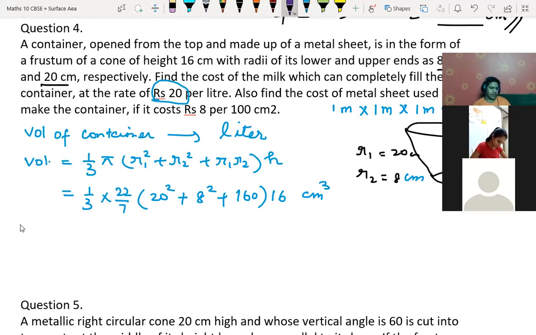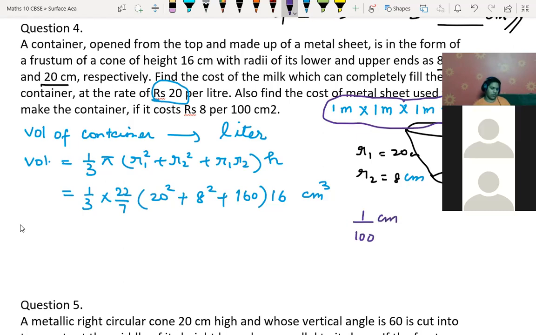Here you will see 1 meter into 1 meter into 1 meter. If you are having this type of can, 1 meter is height, 1 meter is width, and 1 meter is depth. It contains 1000 liter of milk. So if you want to convert this into centimeter, what you are doing here? 1 meter you are dividing by 100 centimeter, again meter to centimeter, again meter to centimeter.